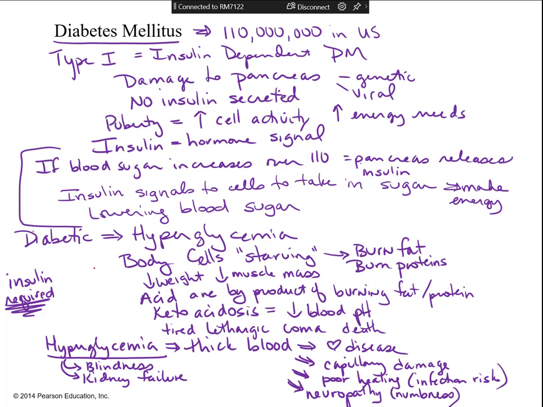The first type is the one that really you're going to know. Type 1, they call it insulin-dependent diabetes mellitus. Insulin dependent because with this, somehow your pancreas is damaged. You were either born without a functioning insulin making cells in the pancreas, so your pancreas never made insulin, or you may have had a virus as a child that actually destroyed the cells that make insulin. So something happened and your pancreas doesn't make insulin anymore.